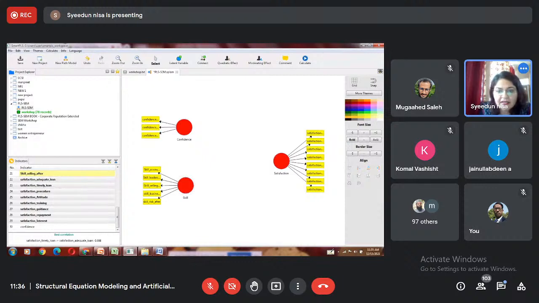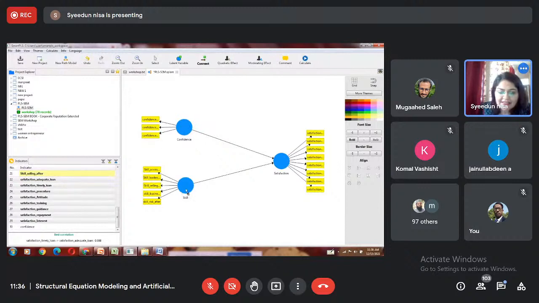Now next thing that I'll do is I will connect it. Here you can see a connect button. You connect confidence with satisfaction, and then skill with satisfaction. Okay. Once everything is in blue, then only you can run a model. If these latent variable constructs are not in blue color, you cannot run the model. Okay. So now we have connected.